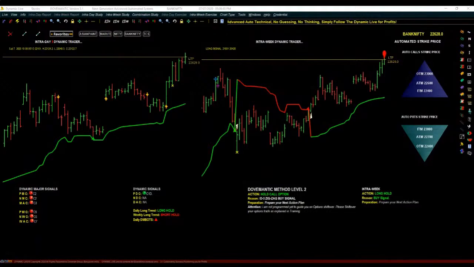And then the third and last important thing here is the long signal edge point. Now let me zoom out a bit.